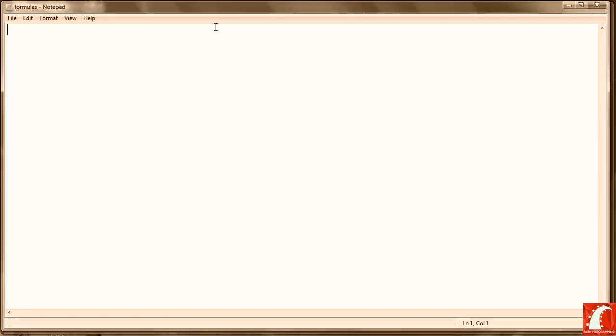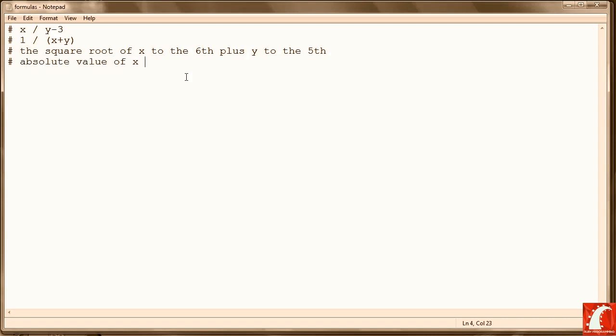First I'm going to show you the formulas that we're going to convert, or translate, is probably a better word. Our first formula is x divided by y minus 3. Our second formula is 1 divided by x plus y. The third formula is the square root of x to the 6th plus y to the 5th, and I'll be filling in values for x and y for all of these. And then the last one will be the absolute value of x plus y.